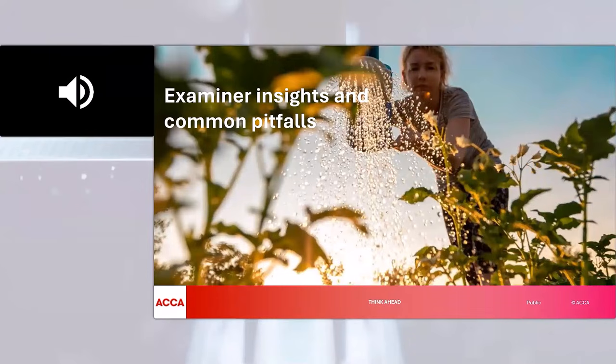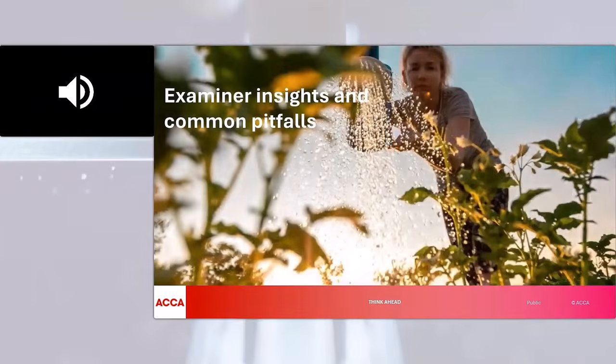So here, let's get back to the examiner's insight and common pitfalls. Here we're going to share the real observation from the marking process. We're going to look at the candidates' strengths. What are the strengths that they showed? What are the weaknesses that led to most of them losing marks? Now, let's have a look at one of the questions. Here I load it across.